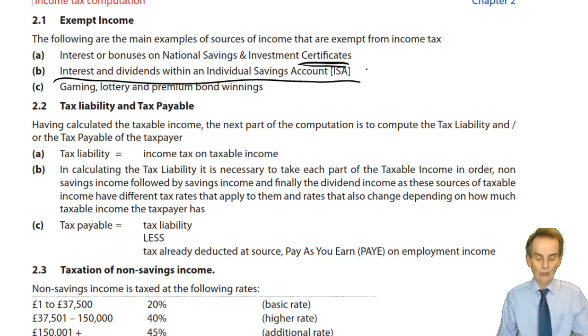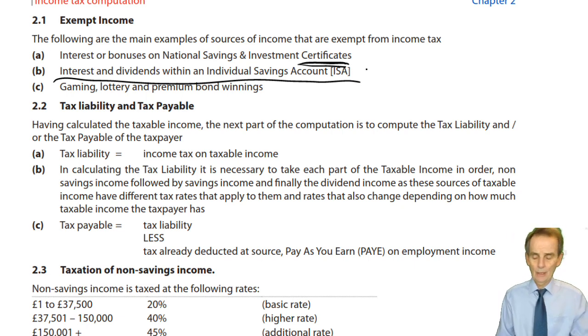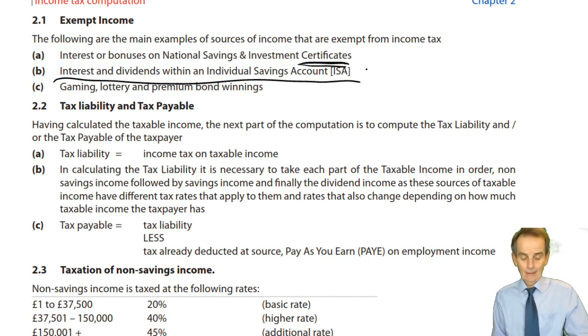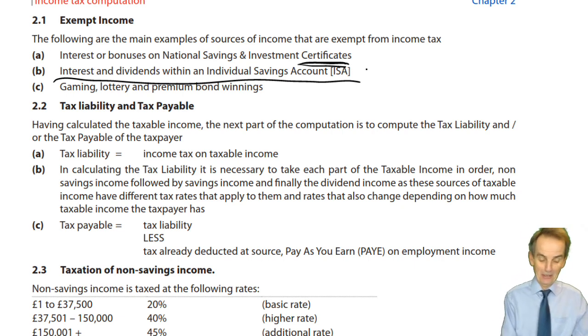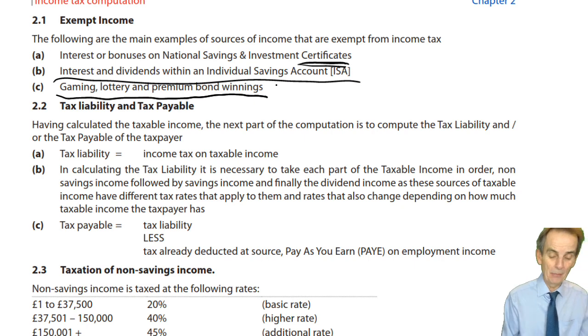Again, just towards the end of this chapter, there's a little section on ISAs that tells us the limits of what can be held within an ISA for any particular tax year, the contributions that you can make into it for a tax year. Now, that was set up to encourage individuals to save, which means it might look a little bit odd when we look at the next one, gaming, lottery and premium bond winnings.